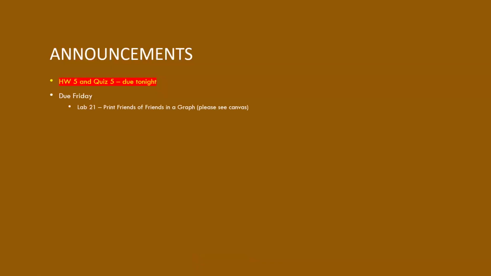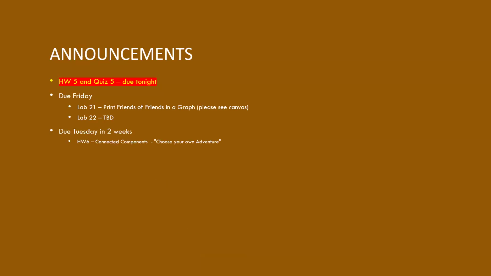So for Friday, we'll have a lab 21, which is printing friends of friends in a graph. We'll go through that. You can see that on Canvas. There's some good help there. That is due on Friday. I haven't figured out what my Thursday lab is going to be yet, so stay tuned. I'll try to pull something together that's not too overwhelming.